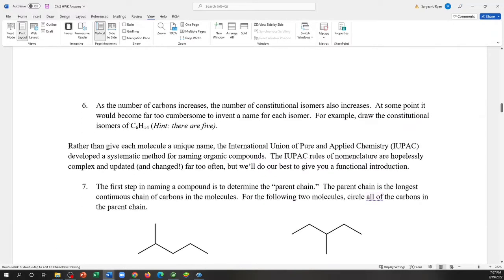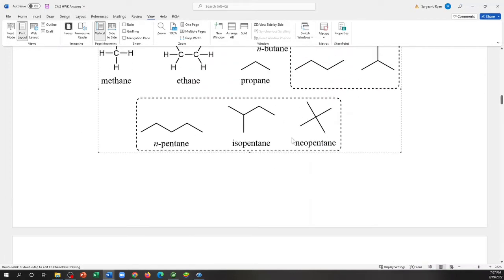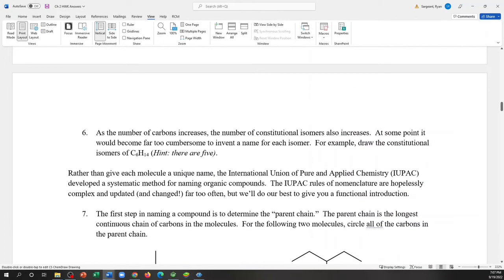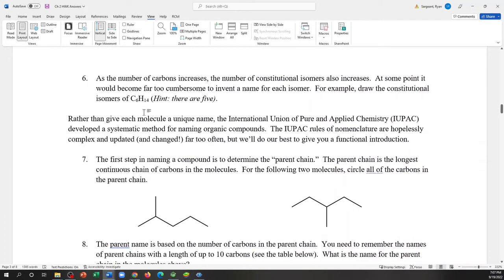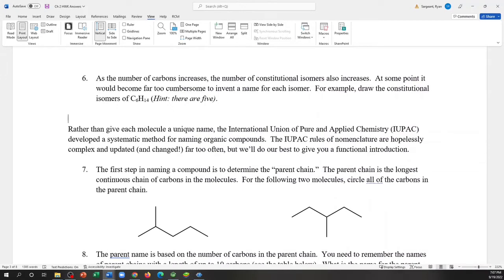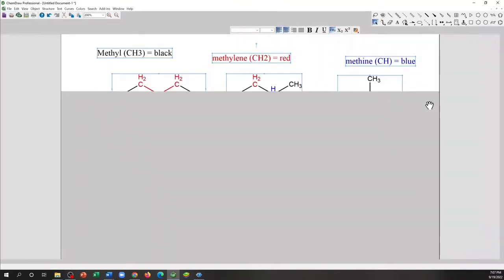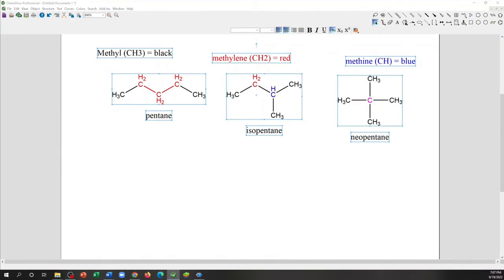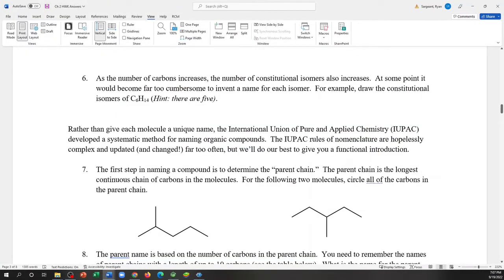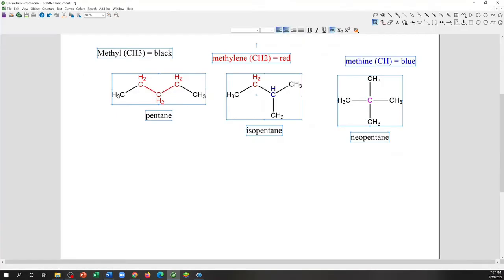As the number of carbons increases, the number of constitutional isomers also increases, and so at some point it's problematic for us to just come up with new common names for each one. So let's talk about the constitutional isomers of C6H14. We'll go back to ChemDraw, and it's hard to keep track of those. There are 5, so let's make sure that we get the correct 5 on there.